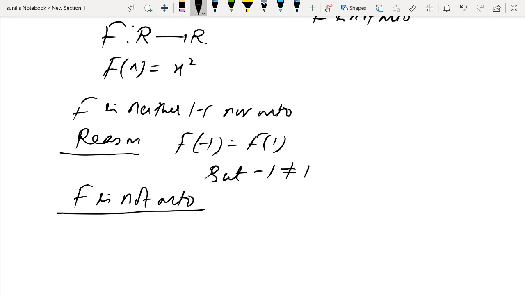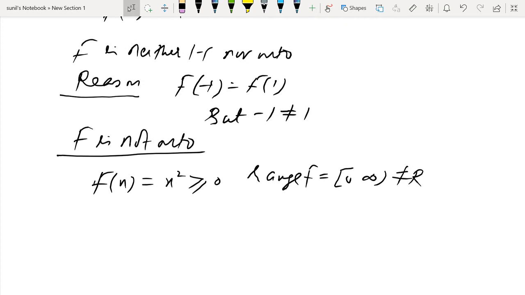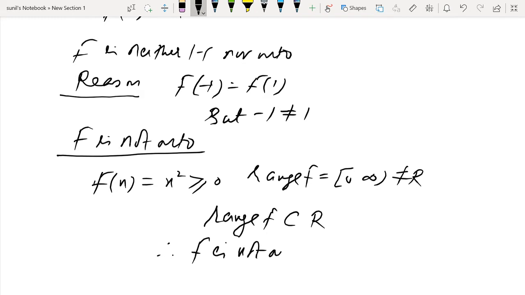You can visualize the fact that f(x) equal to x square is always greater than or equal to 0. So the range of f in this case is nothing but 0 to infinity, which is not equal to R. So you can say that range f is properly contained in R.